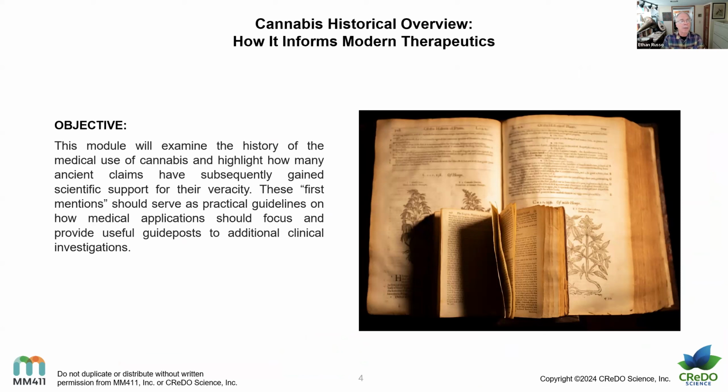Now, the objective of this module is to examine the history of medical use of cannabis and highlight how many ancient claims have subsequently gained scientific support for their veracity. These first mentions should serve as practical guidelines on how medical applications should focus and provide useful guideposts to additional clinical investigations.